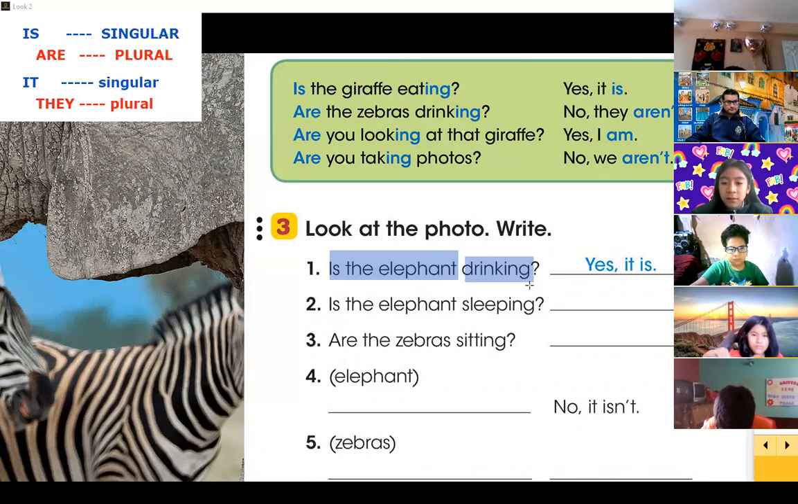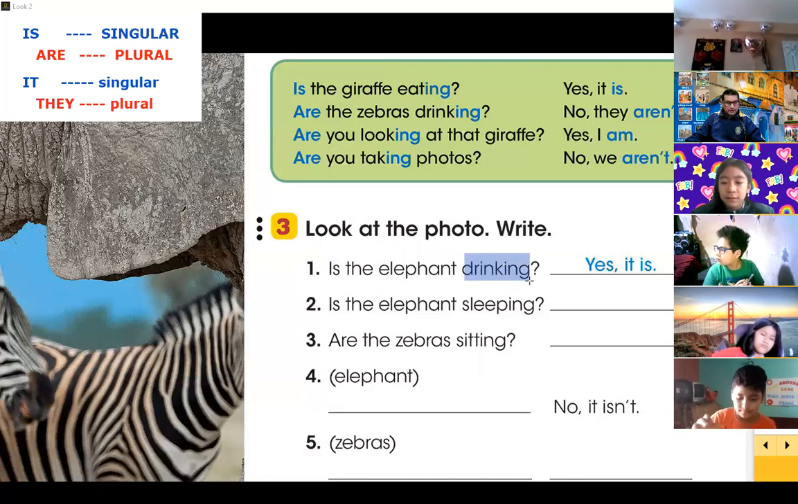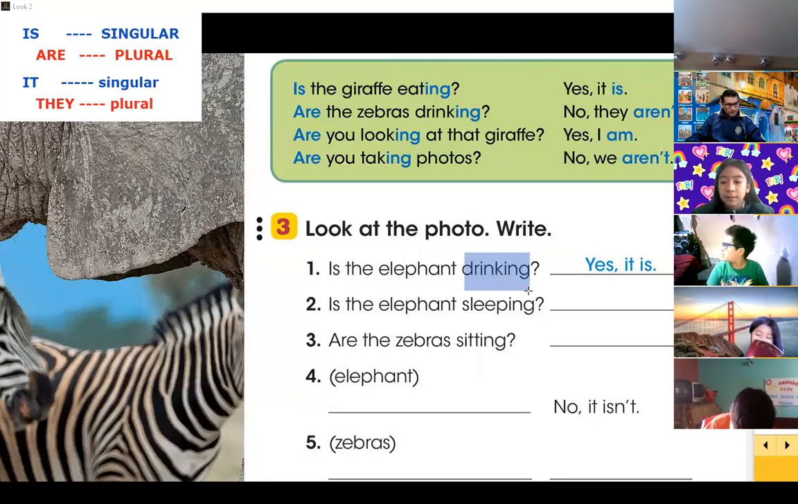Drinking. Ok, pero si decimos drink, es solamente hasta aquí. Esto vendría a ser drinking. A ver. Drinking. Let's continue. Yes, it is. Okay, very good. Thank you very much, Fatima.